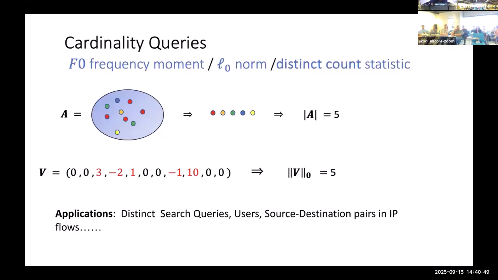For cardinality sketches, we take a look at F0, the frequency moment, or the L0 norm. We are given a set or a group of items, which might have repetition, and we basically want to say how many distinct items I'm seeing. Or you can consider a vector with some numbers in it, and we just want to count the number of non-zeros. This has applications in counting, for example, the different users that visited my website, or distinct search queries, and so on.